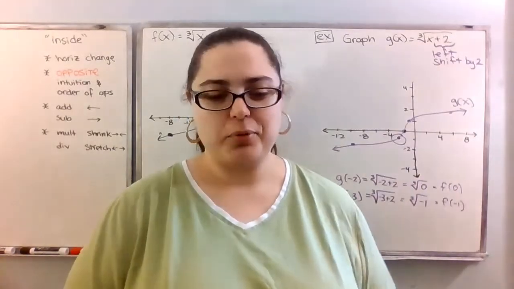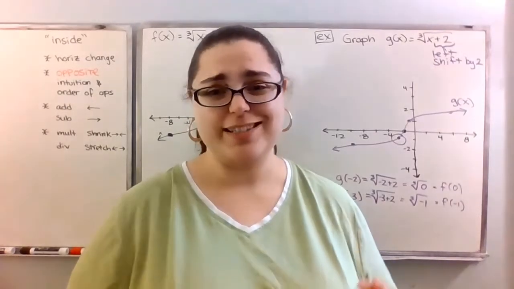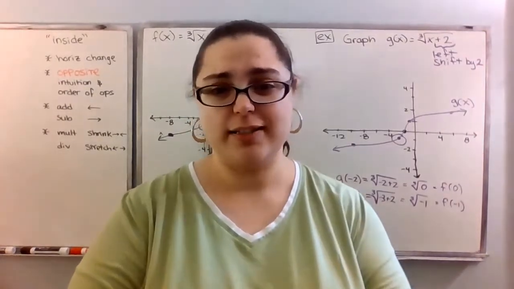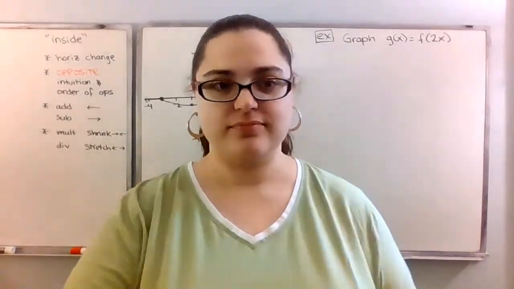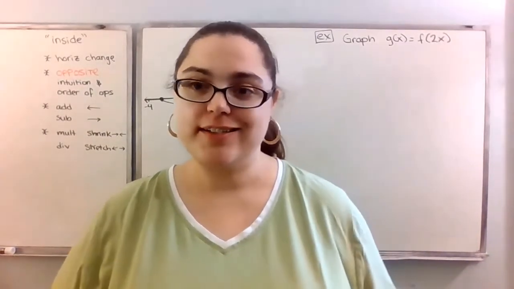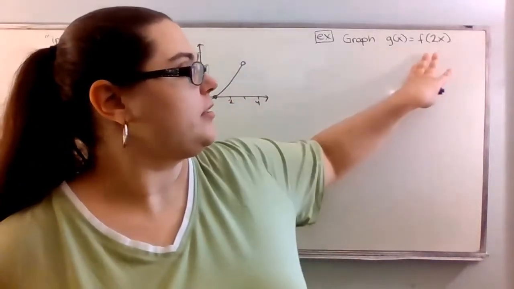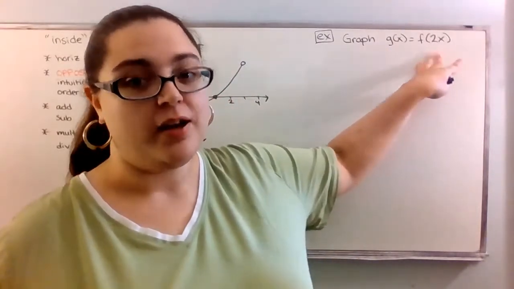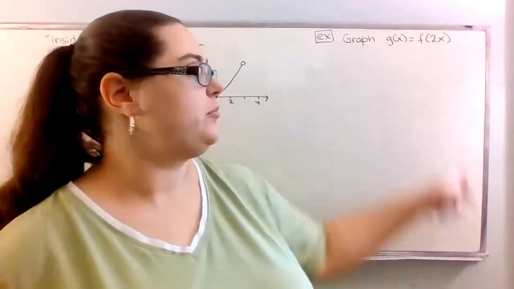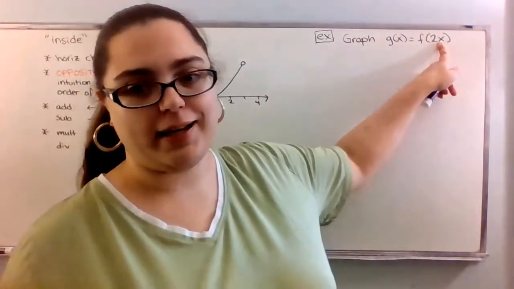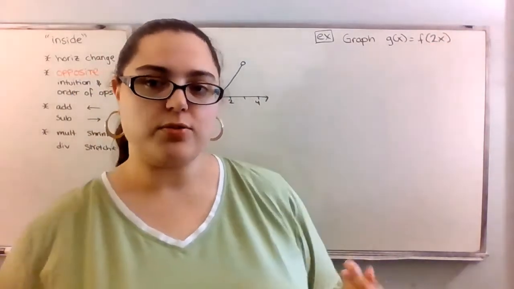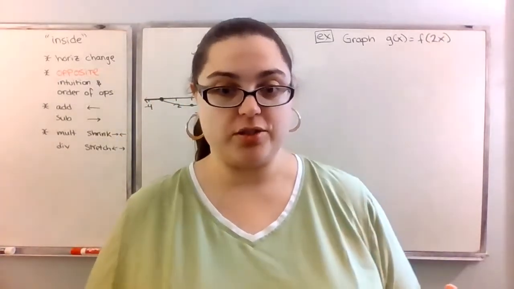So let's do an example where we have a stretch or a shrink and see how that's going to work horizontally. For our second example of inside transformations, we're going to be graphing g of x equaling f of 2x. So again, we have an inside transformation because the 2 times x is happening inside the function. So that means we're going to have a horizontal transformation.